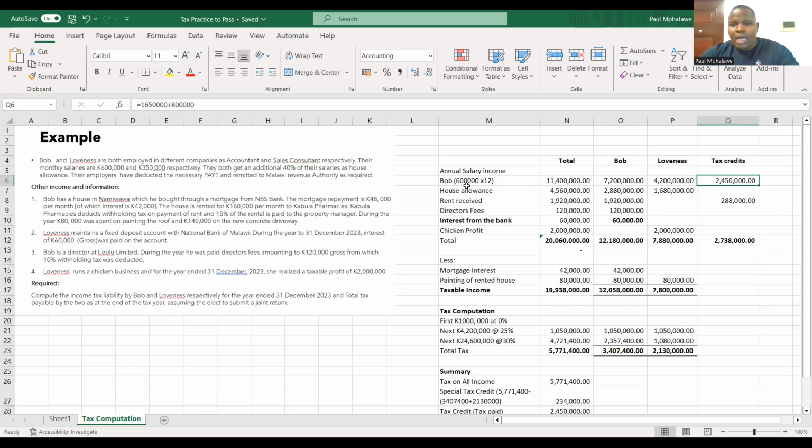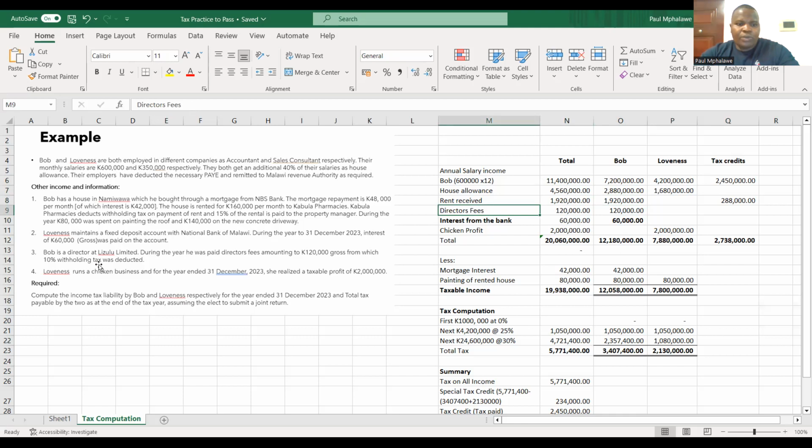Now, house allowance. How does house allowance come about? The question says, in addition, they both get 40%. So 40% of the total income. Okay, 40% of 7.2, that's 2.88 million, and 40% of 4.2 is 1,680,000. The total is 4,560,000. So for rental received, we are told that per month rental is 160,000. So 160,000 multiplied by 12, that becomes 1,920,000.